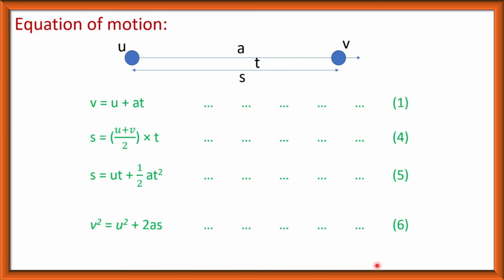And finally we got v is equal to u plus at, s is equal to u plus v divided by 2 into t, s is equal to ut plus half a t square, and v square is equal to u square plus twice a s.